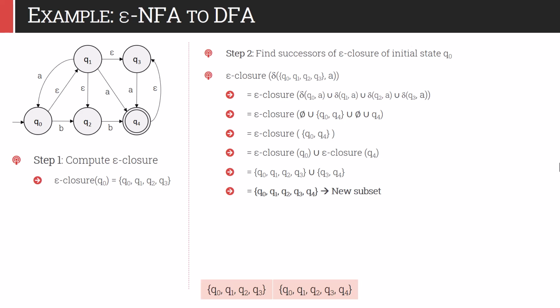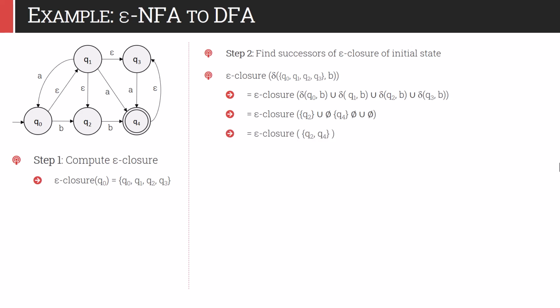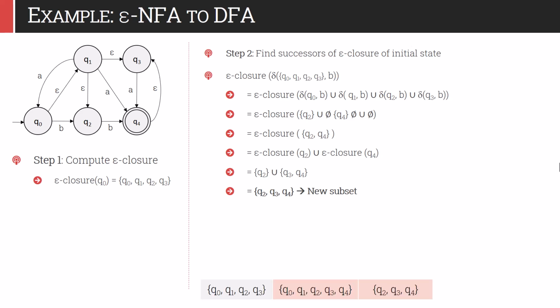Now let us compute the successor of Q0, Q1, Q2, Q3 for input alphabet B. That is again the union of all these four transition functions on input alphabet B. From the diagram, we can see that it is Q2, phi, Q4, and phi. This is equivalent to computing the epsilon closure of Q2 union the epsilon closure of Q4. From the transition diagram, the epsilon closure of Q2 is Q2 only, and the epsilon closure of Q4 is Q3, Q4. So ultimately that is Q2, Q3, Q4. This is also a new state. It is not yet processed, so we need to push it into the list.